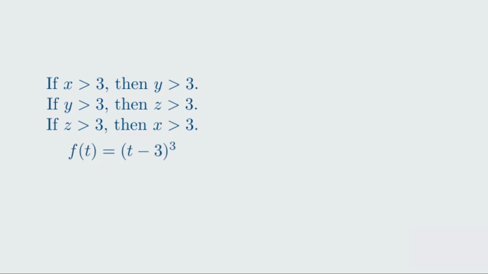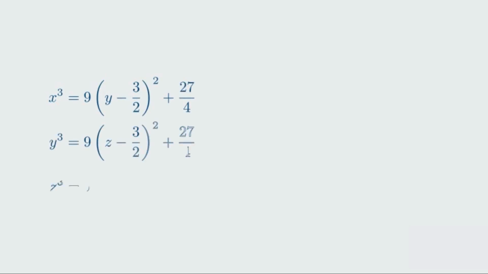Now let's examine what happens if t is greater than 3. For any number greater than 3, f of t will be positive. If t is greater than 3, then t minus 3 is a positive number and cubing it results in a positive number. In other words, there are no solutions to f of t equals 0 for t greater than 3. What does this mean for our system? Let's go back to our rewritten equations. Suppose we have a solution x, y, z, where all variables are greater than 3.